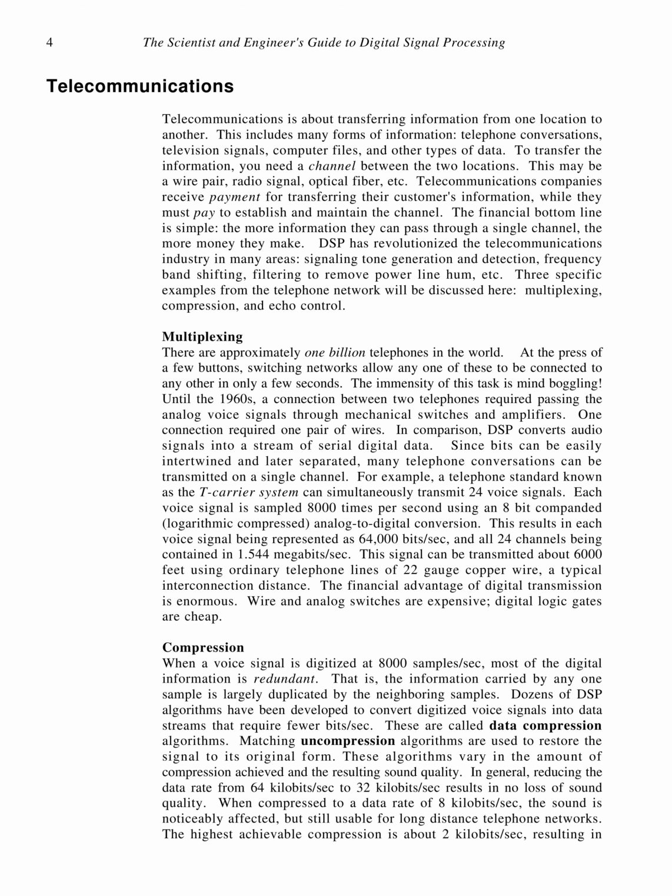Each voice signal is sampled 8,000 times per second using an 8-bit companded, logarithmic compressed, analog-to-digital conversion. This results in each voice signal being represented as 64,000 bits/sec, and all 24 channels being contained in 1.544 megabits/sec. This signal can be transmitted about 6,000 feet using ordinary telephone lines of 22-gauge copper wire, a typical interconnection distance. The financial advantage of digital transmission is enormous. Wire and analog switches are expensive. Digital logic gates are cheap.